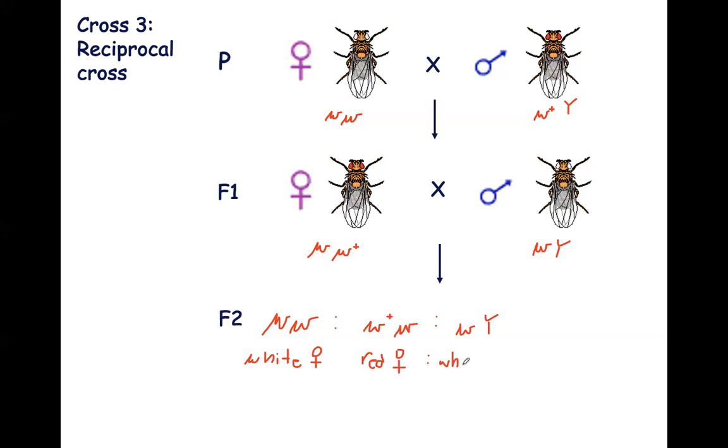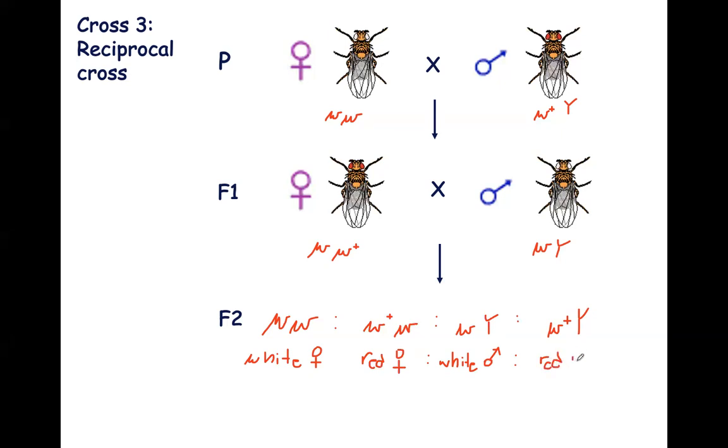And so that's going to be a white-eyed male. And then the fourth one on the Punnett square, W plus Y. So see, our Punnett squares still work. Well, that's a bad way of saying it. They still work.